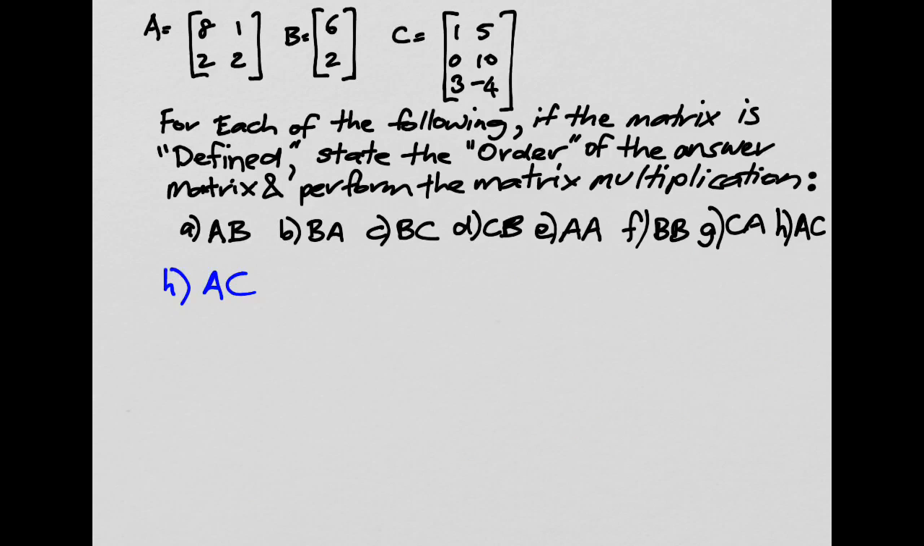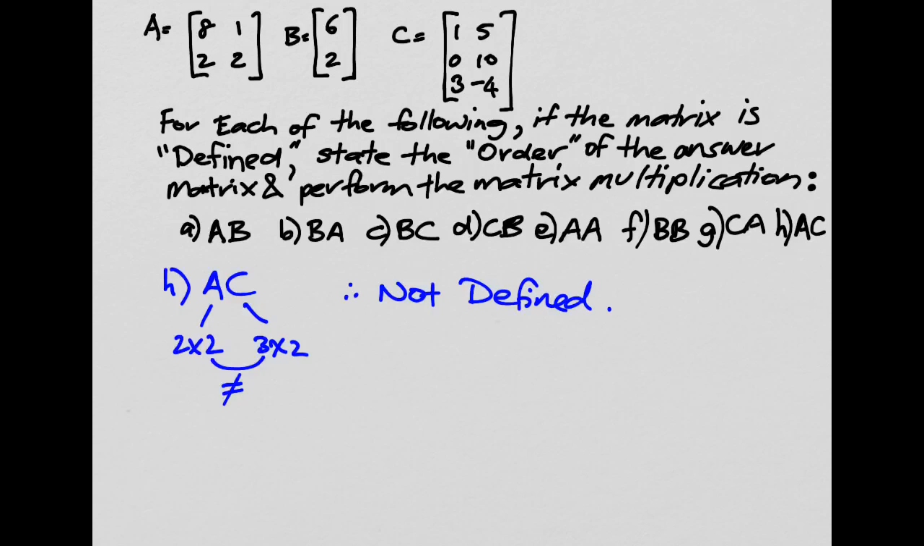And lastly, let's do item H. So we've got A times C. A is a 2 by 2. C is a 3 by 2. Straight away you see that the two inner ones are not equal, so therefore not defined. Can't be done. And that's the end of the matrix multiplication.